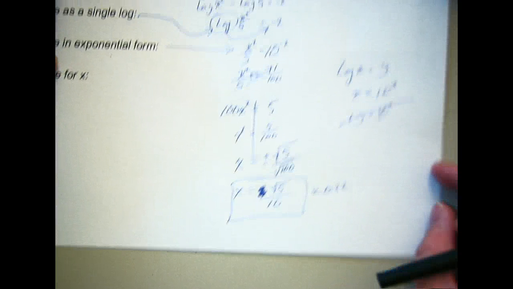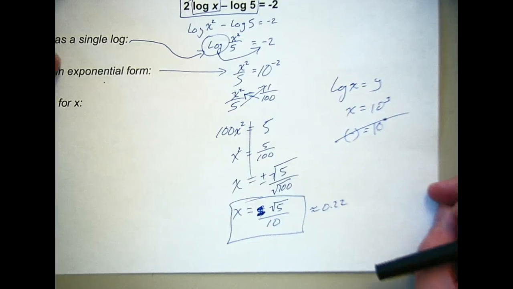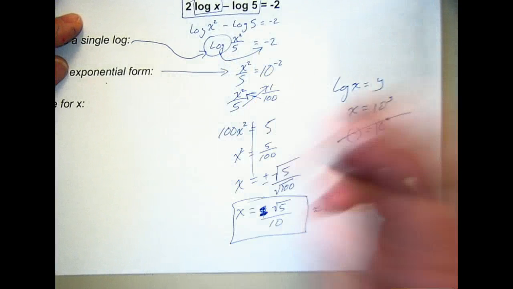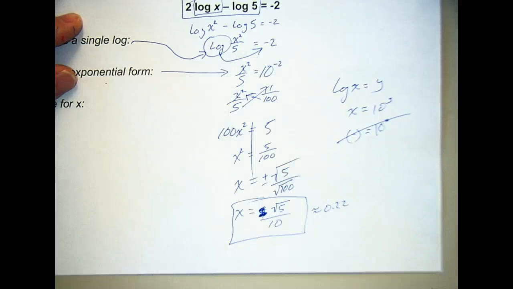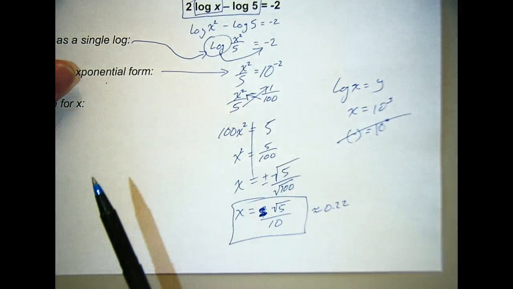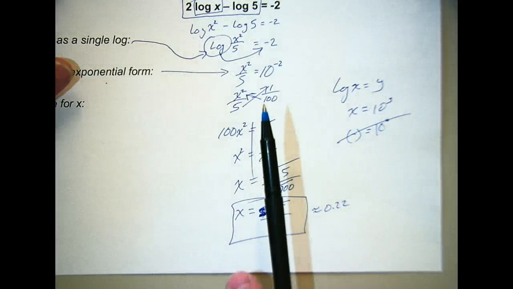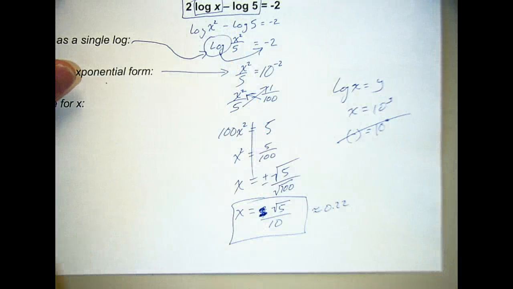Tyler? Are we able to move the log form right here? Yeah, because that's just changing from log to exponential form. Just what we've been working on for 7.3 and 7.4, right? Going from one form to the other.